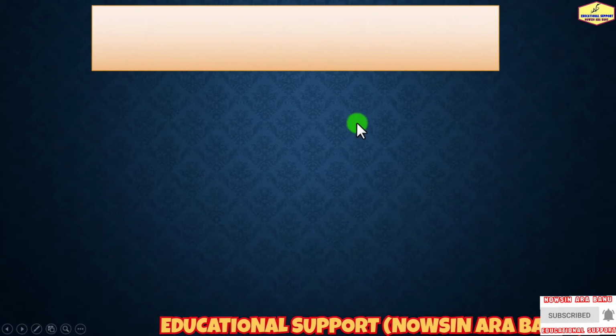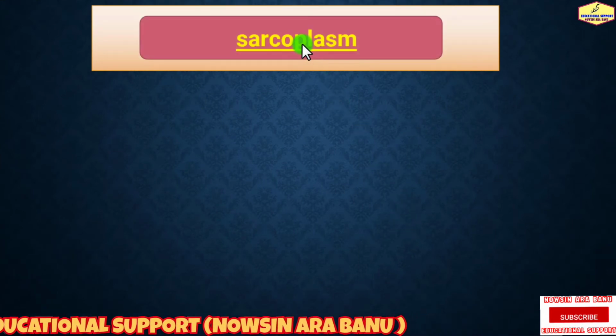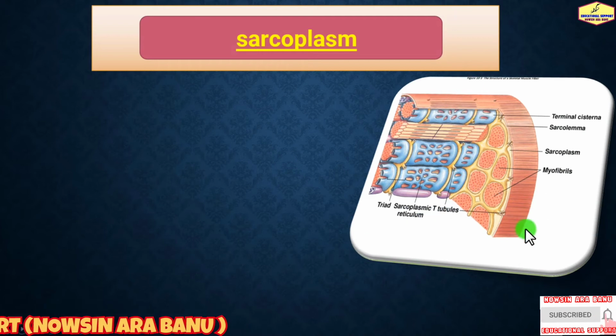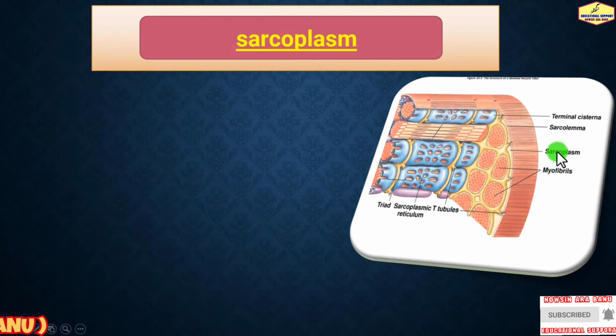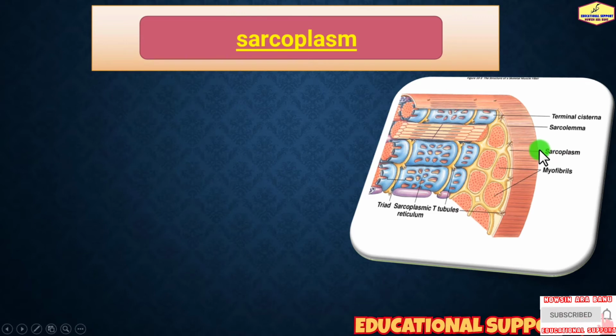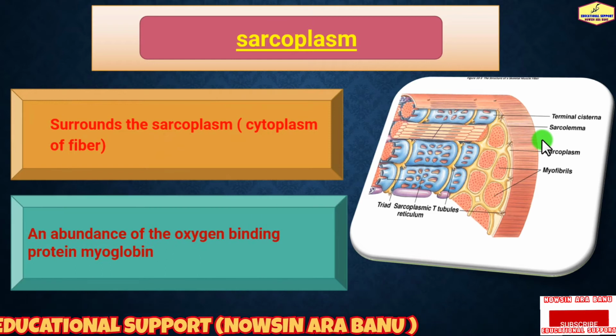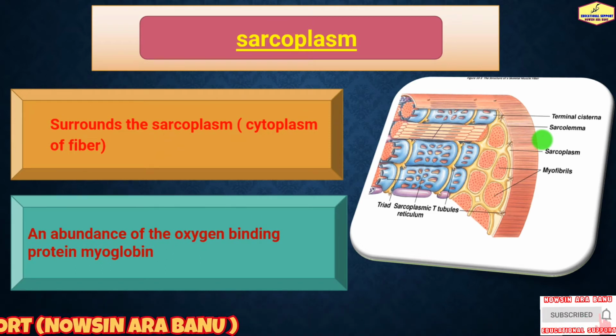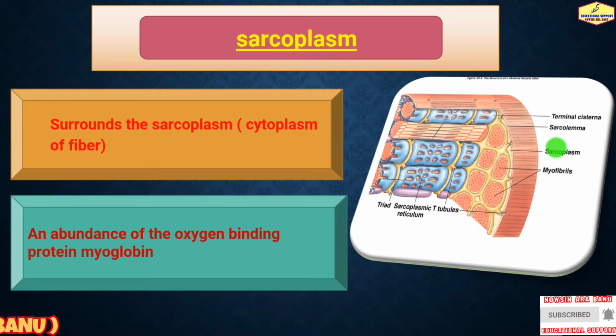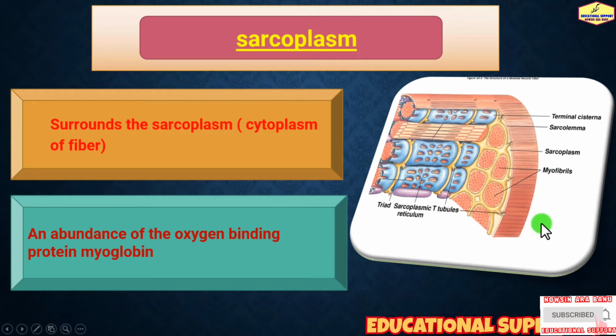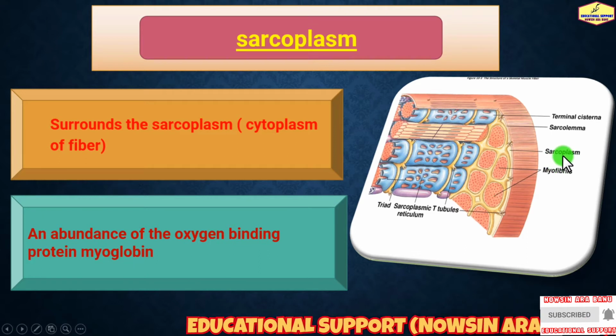Next is sarcoplasm. So sarcoplasm encloses a cytoplasm called sarcoplasm, which has the endoplasmic reticulum and contains many of the cell organelles seen in other cells. So an abundance of the oxygen binding protein myoglobin.